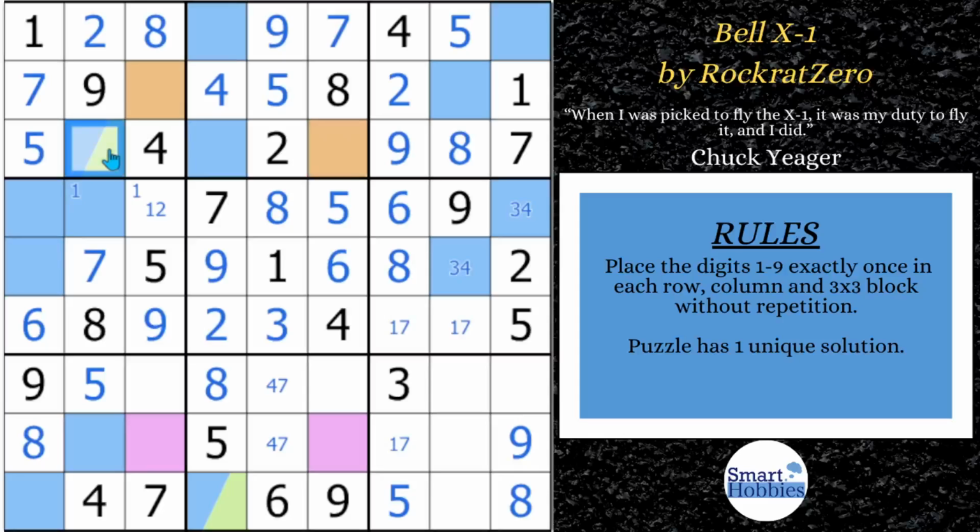Well, what can be in this cell right here? It could be a 3 or a 6. It's also one of our highlighted cells. Since we know a 3 has to be in one of these spots, we can eliminate that 3 from right there. So we're going to be able to solve our first highlighted green cell for a 6.